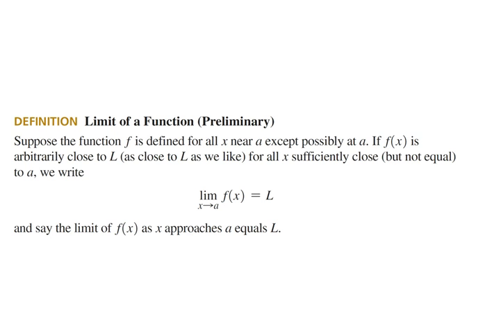If f of x is arbitrarily close to L, as close as we may like or as we may choose, for all x sufficiently close but not equal to a, we write this little piece right here, and we say the limit of f of x as x approaches a is equal to L.